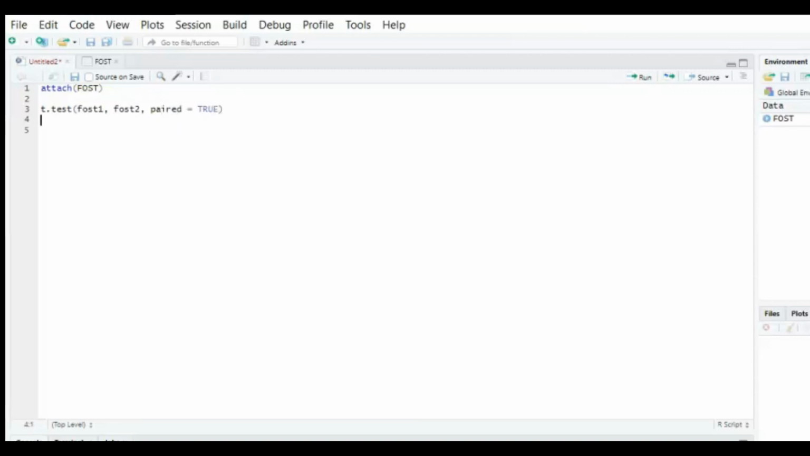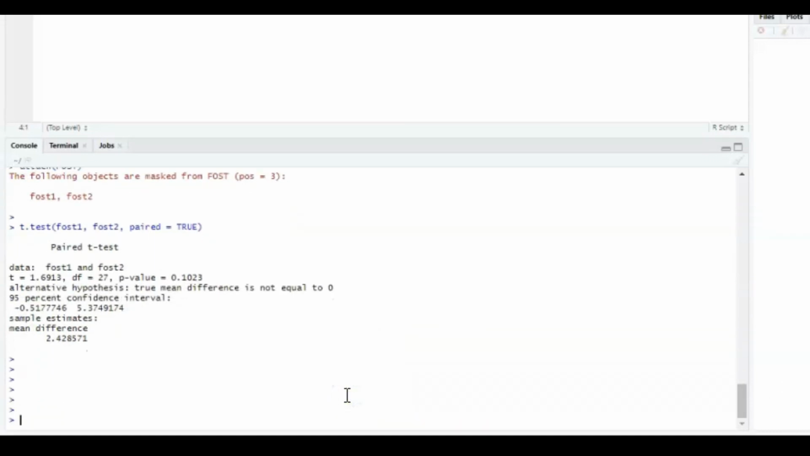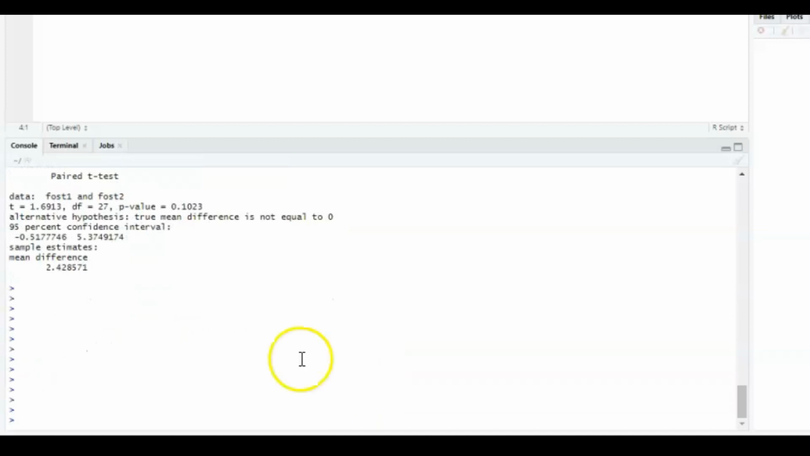Then you press Ctrl Enter, and at the bottom in your console screen, you can see that the paired samples t-test has a mean difference of 2.428. So it did lessen the fear of statistics, but is this a significant difference? Well, if we look at the t value, it's 1.69, while the p-value is 0.1023. So therefore, we can conclude that it did not work.